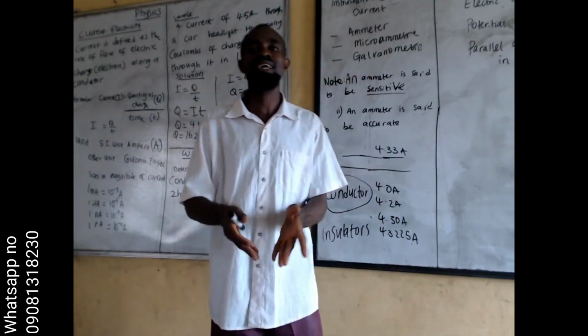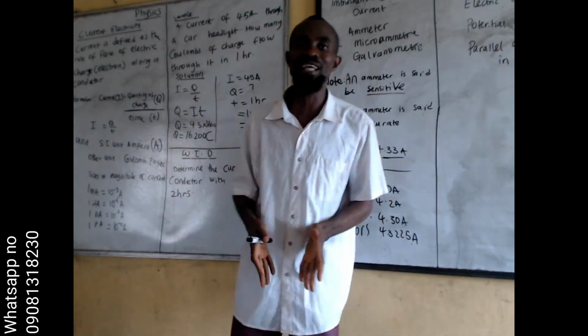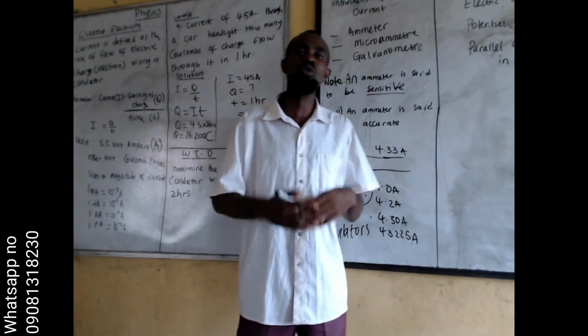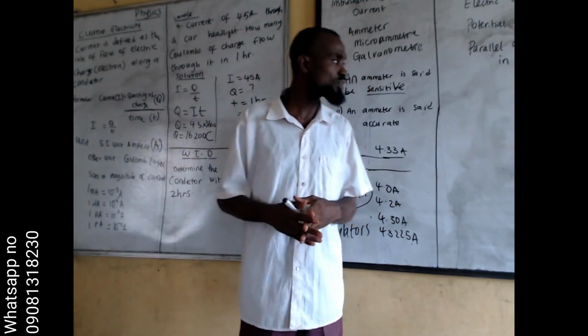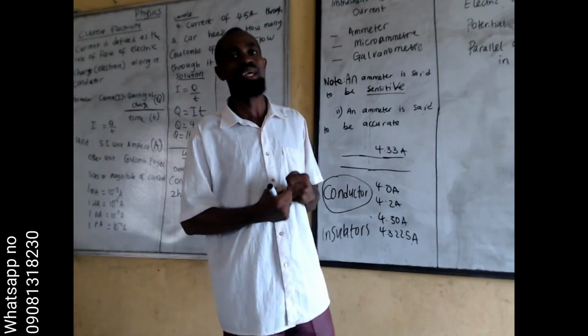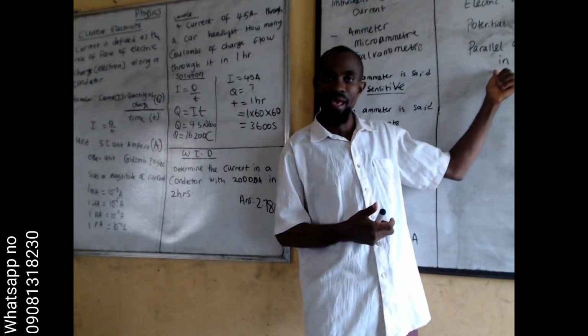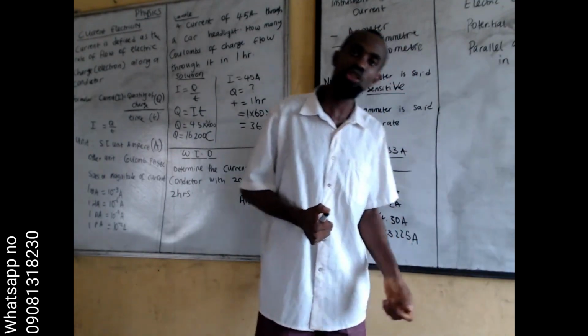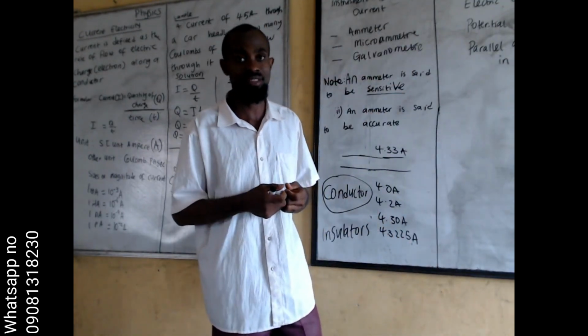Now, an electric circuit does not just consist of a conductor, there are other components we are going to see. When you have other components in an electric circuit, the way you connect them together leads us to the discussion of parallel and series connection. We will discuss parallel and series connection.